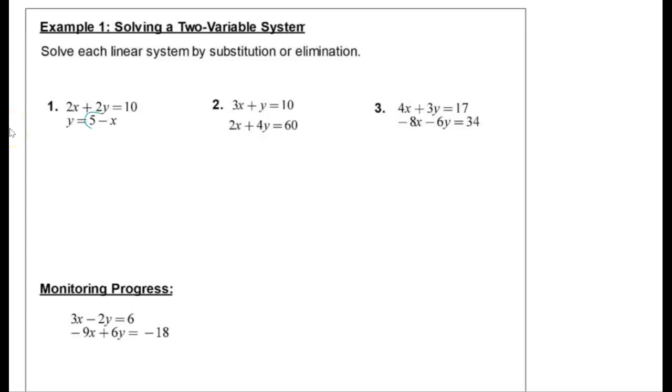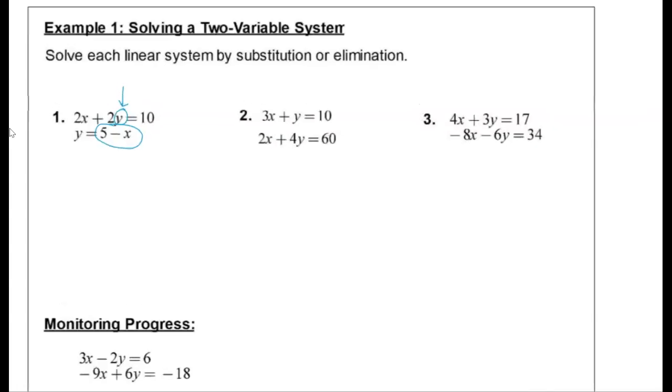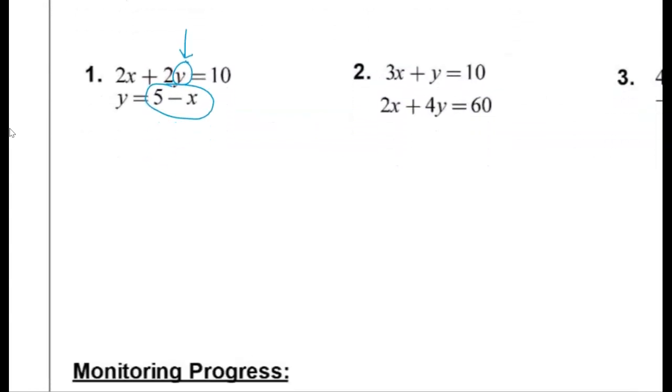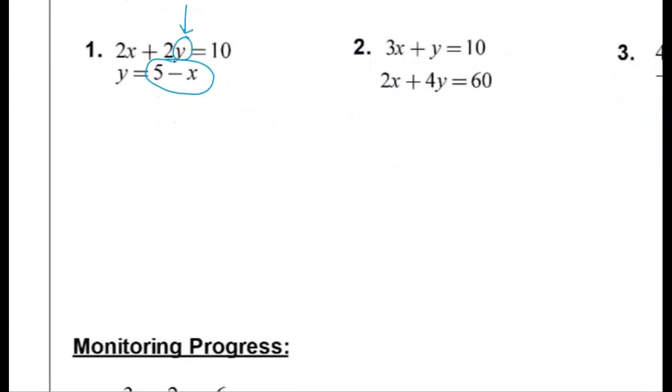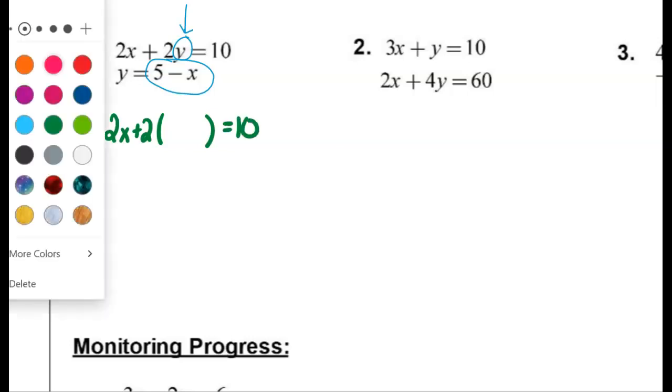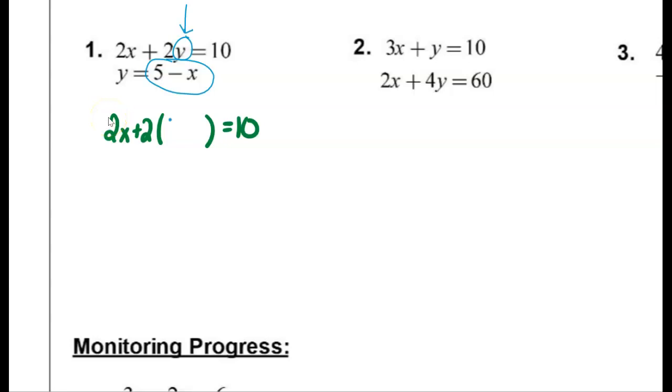So I'm going to go ahead and take this 5 minus x, and I'm going to substitute it in for the y. Let me zoom in on that for you. Okay, so what this is going to be is I'm going to have 2x plus 2, that's where y goes, equals 10. But instead of the y, I'm putting 5 minus x.